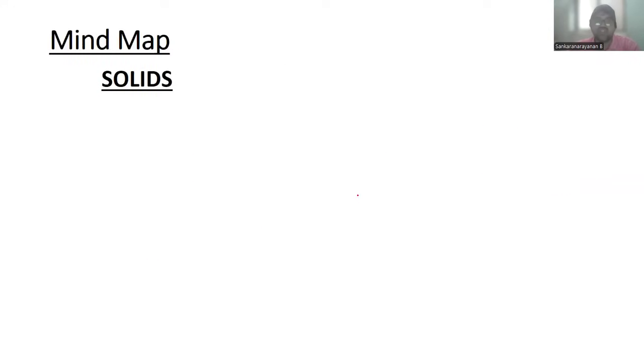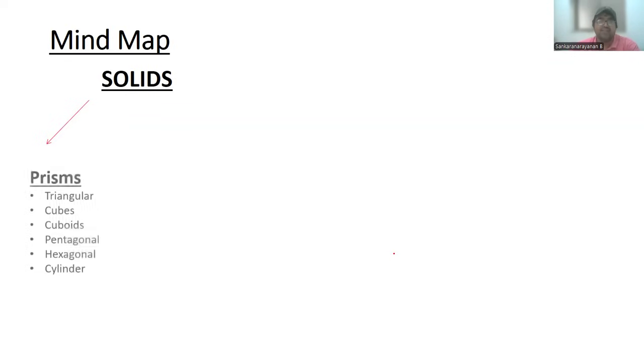Let's continue. Now I'm going to present the mind map. Towards the end of this slide, you will understand the various terms and terminologies that you should be familiar with and how you should make the learning happen. So for solids, I'm going to deal with two types: one is the prism, the other one is the pyramid. So let's see in detail.